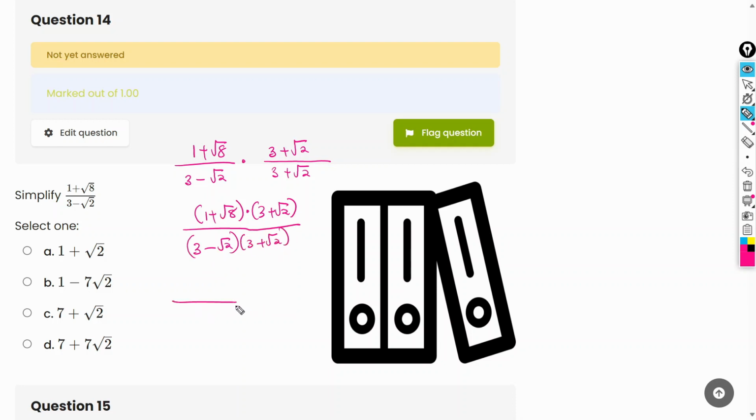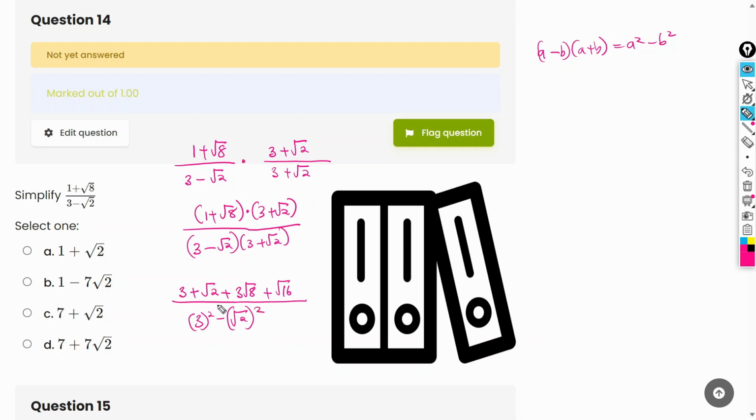Okay, so let's get the expansion for the top. 1 times 3 is 3. 1 times root 2 is root 2. And then root 8 times 3 is 3 root 8. And then root 8 times root 2 is root 16. My bottom is just a difference of two squares, so that's simple enough, right? A minus b times a plus b is just a squared minus b squared. So what I will have here is 3 squared minus square root of 2 squared.